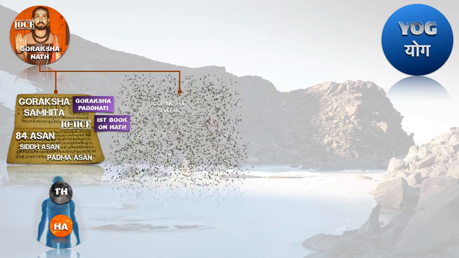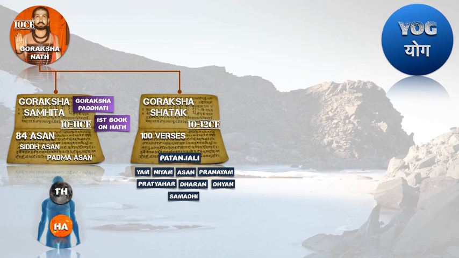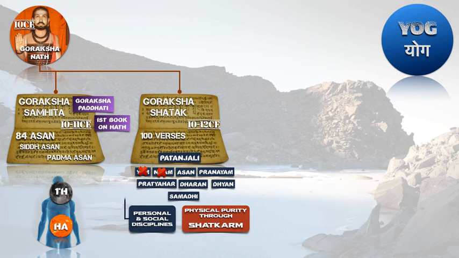Goraksha Shatak, codified around the 10th to 12th century. It is in the form of 100 verses. Out of the 8 branches of Patanjali Ashtanga Yoga, it discusses only 6, leaving out Yam and Niyam. It puts emphasis on the physical purity of the body through methods of cleansing known as Shatkar, as opposed to the personal and social disciplines of Yam and Niyam as mentioned by Patanjali.